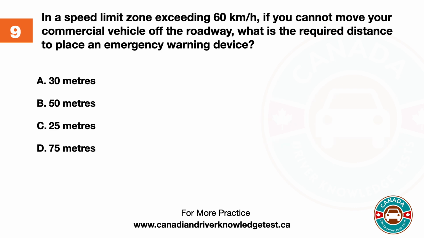Question 9. In a speed limit zone exceeding 60 kilometers per hour, if you cannot move your commercial vehicle off the roadway, what is the required distance to place an emergency warning device? A. 30 meters. B. 50 meters. C. 25 meters. D. 75 meters. The answer is A. 30 meters.